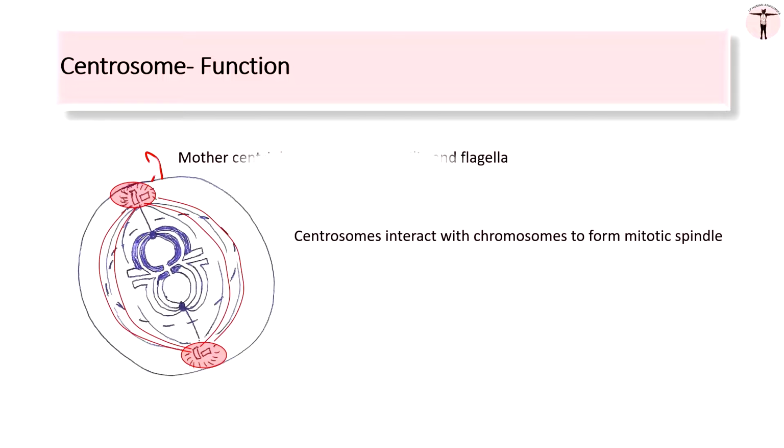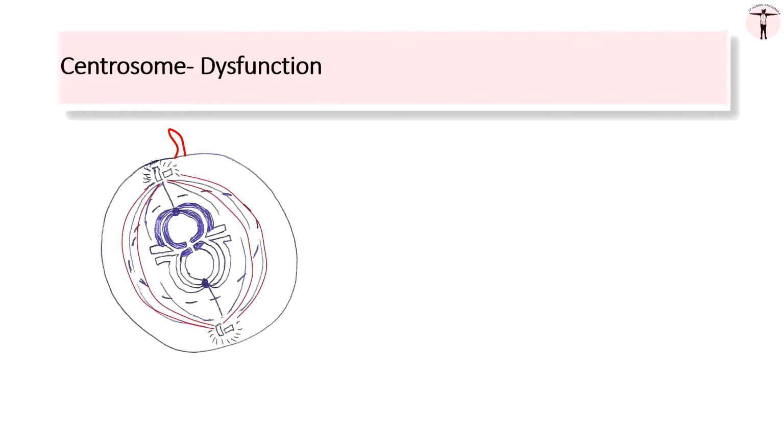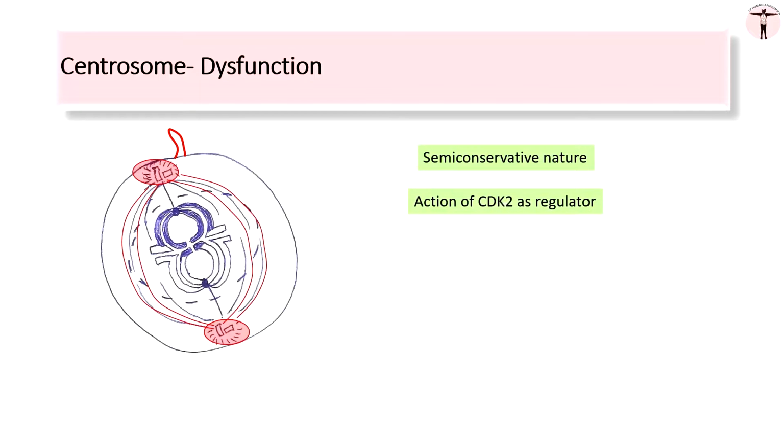The mother centriole, the older of the two in the centriole pair, has a central role in making cilia and flagella of the newly formed daughter cell, and it is a regulator of cell cycle progression. Replication of a centrosome is similar to DNA replication in two aspects: the semi-conservative nature of the process and the action of CDK2 as a regulator of the process. The mother centriole helps in the accumulation of materials required for the assembly of the daughter centriole.